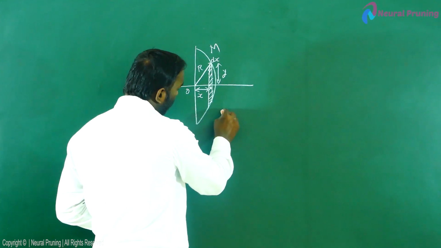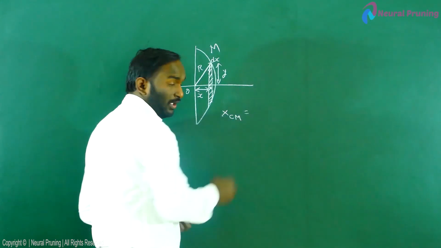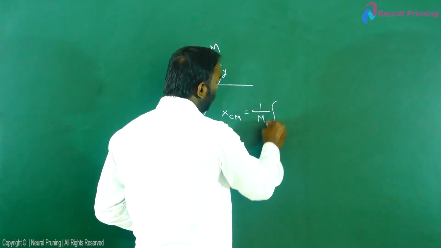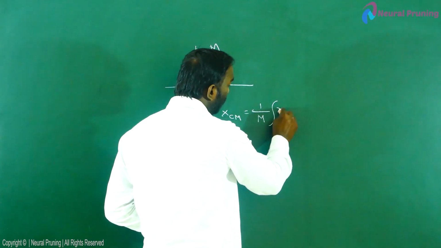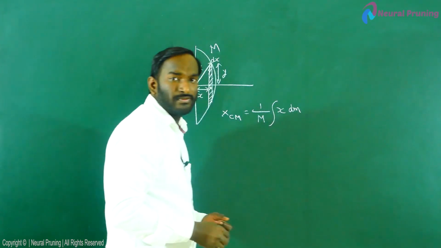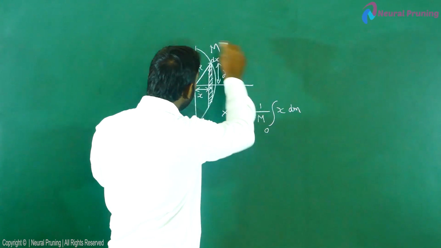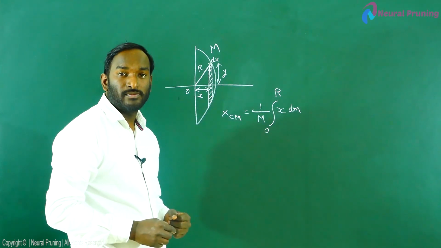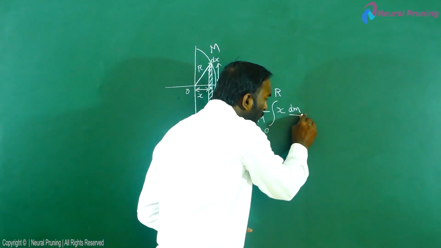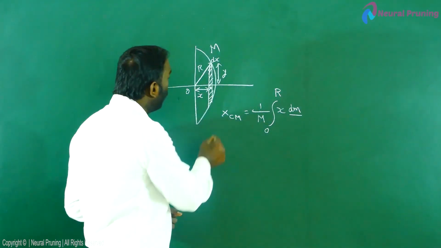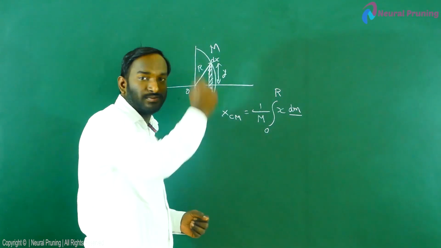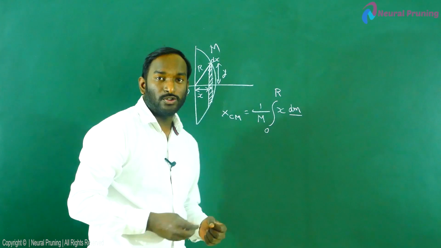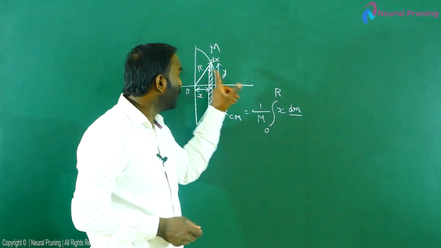See, you know, xcm, the position of the center of mass along the x-axis, is 1 by M into integration of x dm from 0 to R, lower limit and upper limit. It means first I should know how to find the mass of the small elementary disk. How to find the mass? You know this, just think how we are going to find the mass of this small portion.